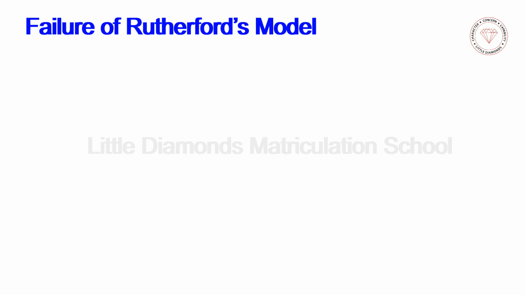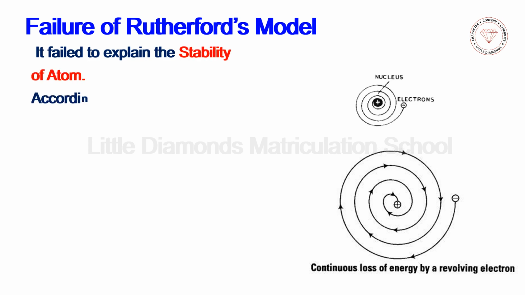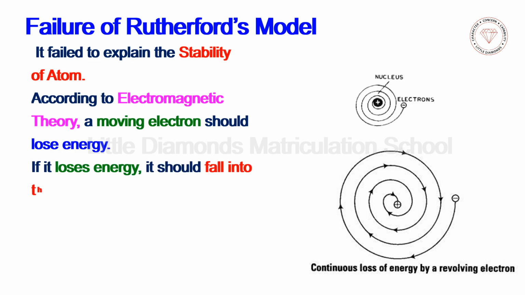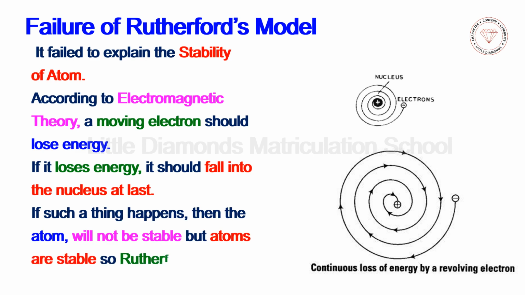Failures of Rutherford's model. It failed to explain the stability of the atom. According to electromagnetic theory, a moving electron should lose energy. If it loses energy, it should fall into the nucleus at last. If such a thing happens, then the atom will not be stable. But atoms are stable, so Rutherford's model failed.